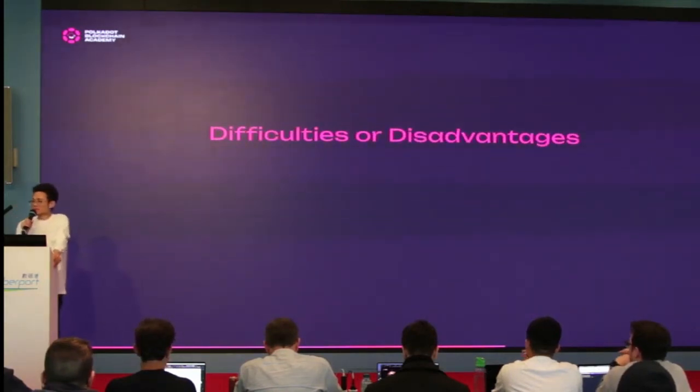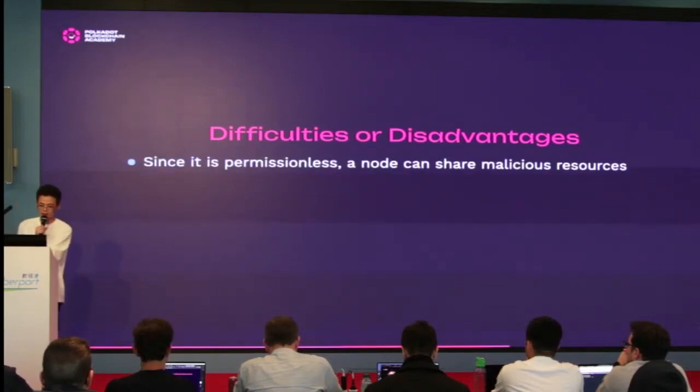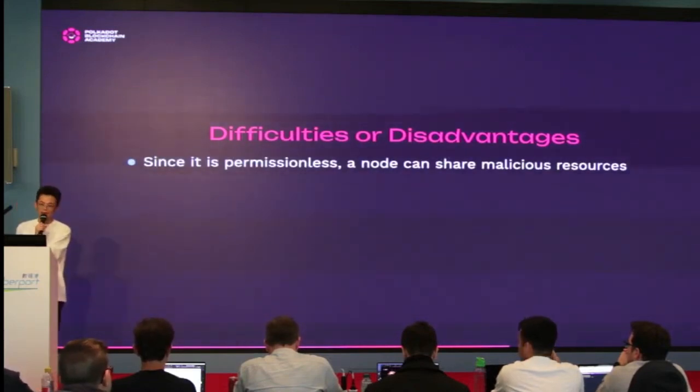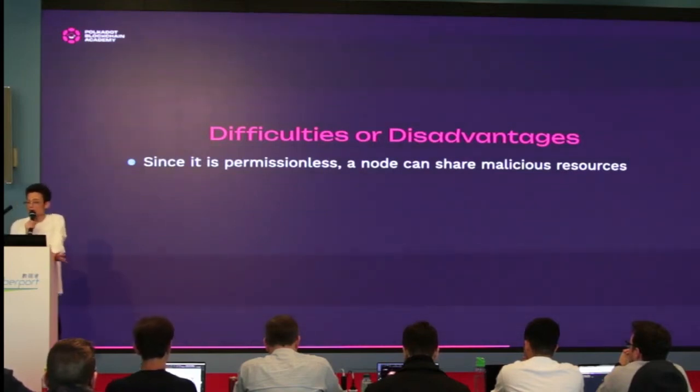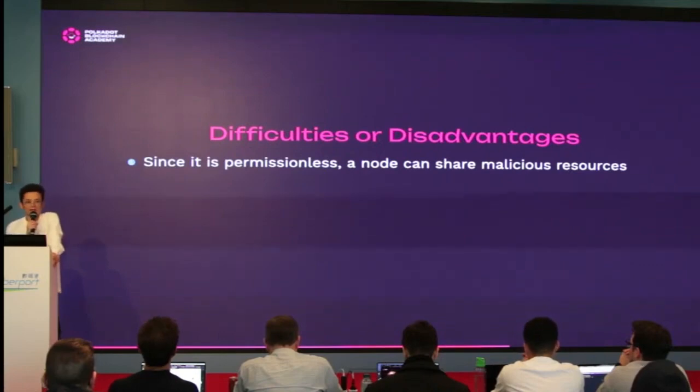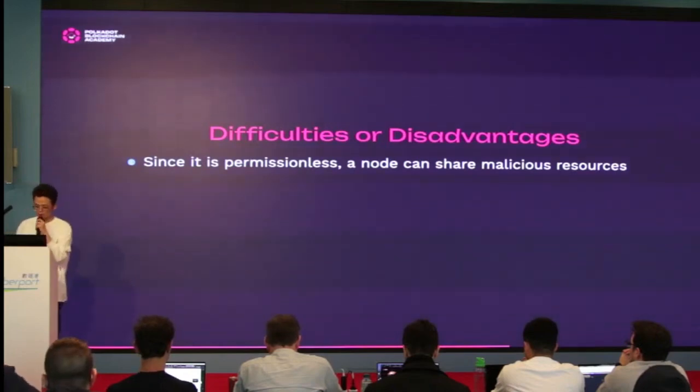And besides the advantages, a decentralized network will have some disadvantages. Every coin has two sides. So the first disadvantage is that because it is permissionless, a node can share malicious resources. It's something like, you would like a movie, and your friend or someone you do not know who has a movie can send you something that was mistaken on purpose, or something that is not needed by you.